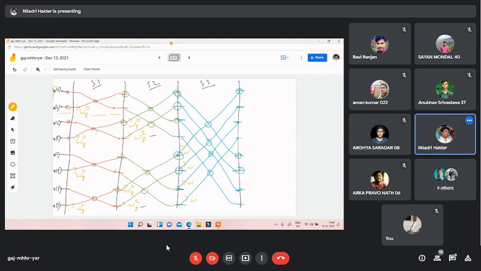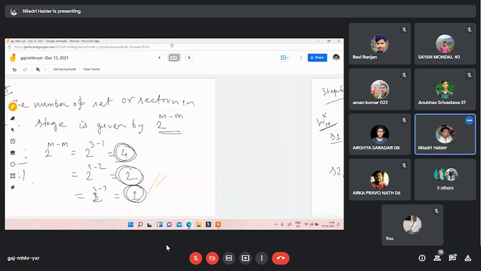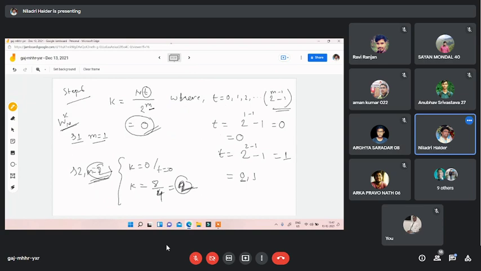Okay. Stage 3. For stage 3, similarly, what will t be?